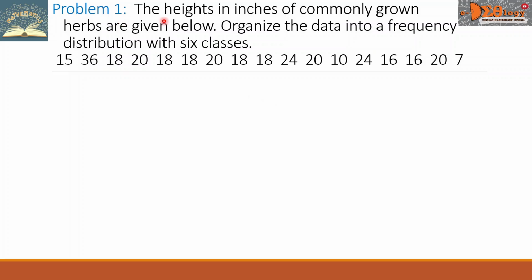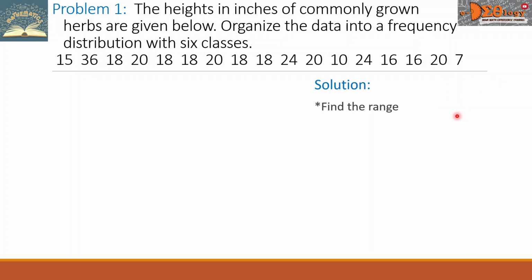Problem 1. The heights in inches of commonly grown herbs are given below. Organize the data into a frequency distribution with 6 classes. Here are the data.